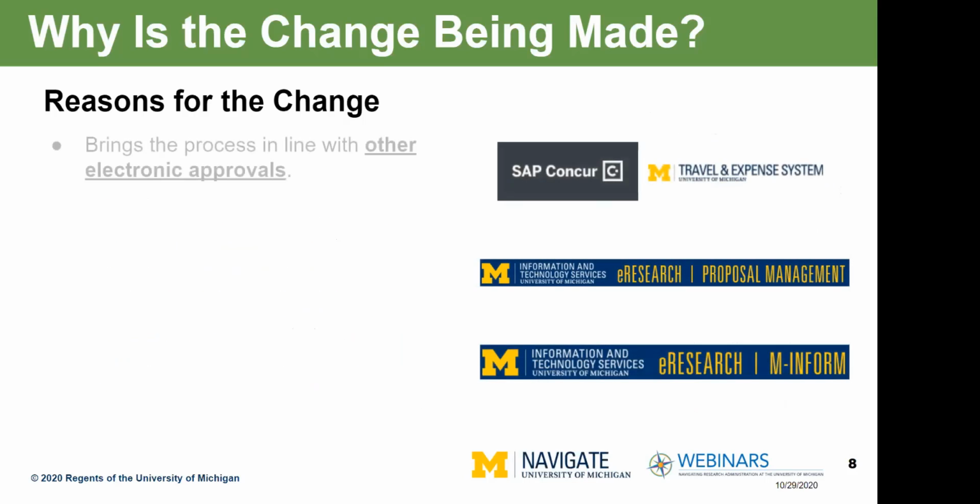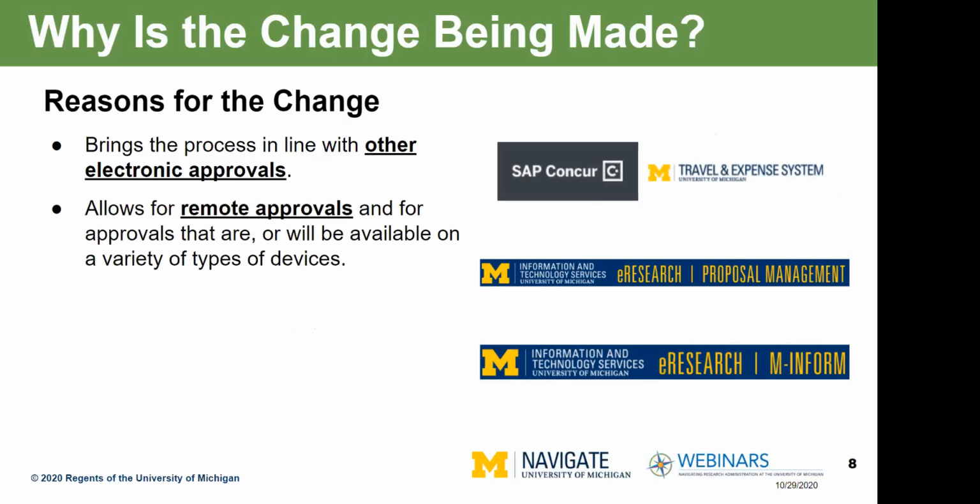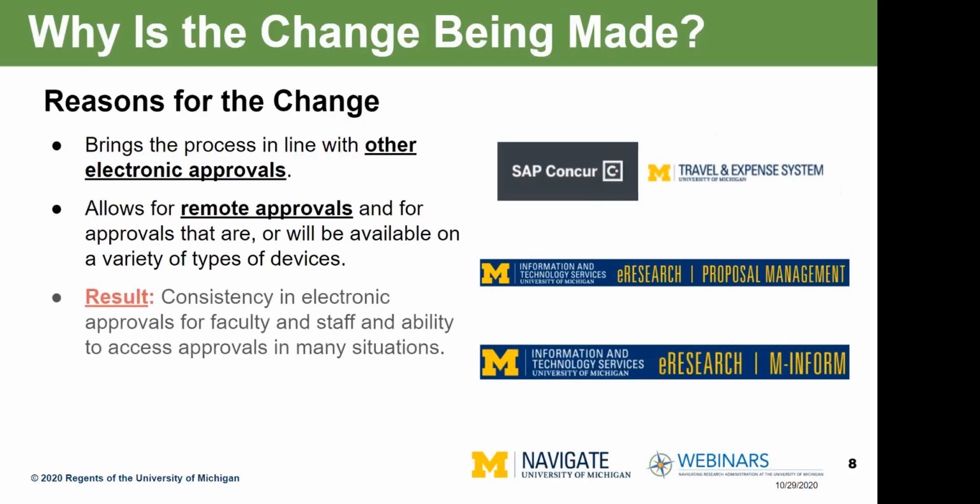Another reason for the change is that we're bringing this in line with other electronic approvals that study teams or principal investigators already perform. Those are approvals such as approving proposal approval forms in the ERPM system, disclosing conflicts of interest through the MInform system, or approving travel or business hosting expenses through the Concur system. Another reason that this change is being made is it allows for remote approvals that happen quickly, and especially as the university moves toward allowing various types of approvals on a variety of different devices, this will help bring us in line with those particular processes.